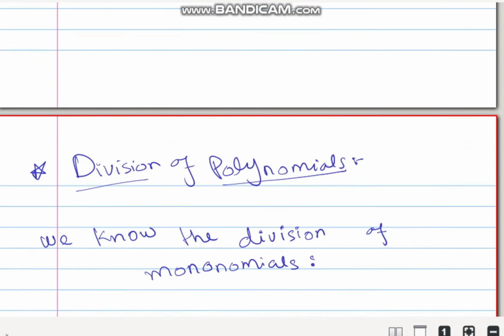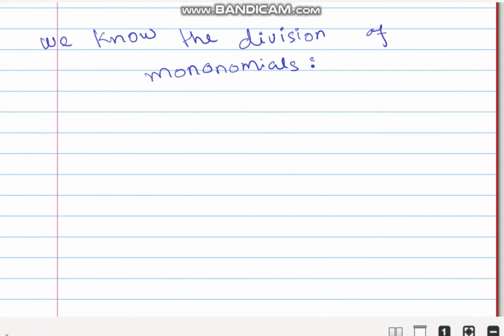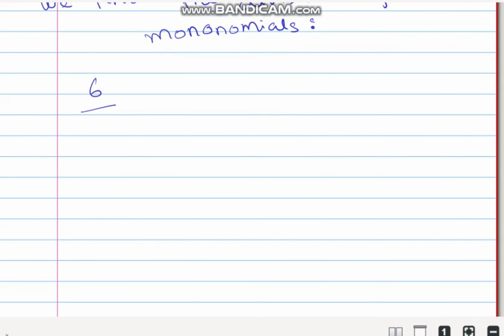Let me explain the division of monomials. First, we will talk about the division of the monomials. Let me put the line here. Now, what is 6 divided by 3? We will get 2. Similarly, 4 divided by 2 is 2, and 9 divided by 3 is 3.